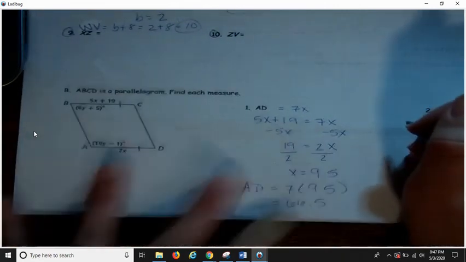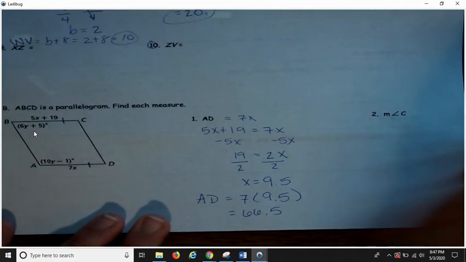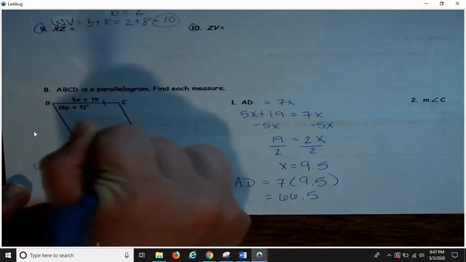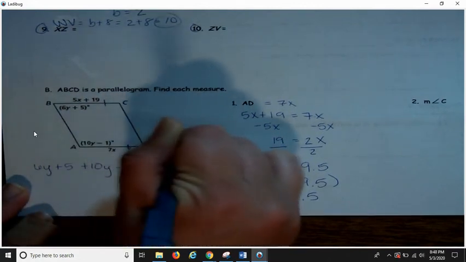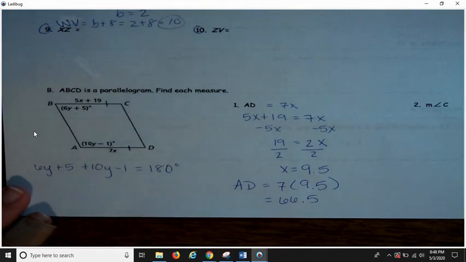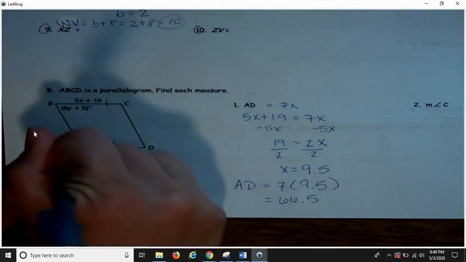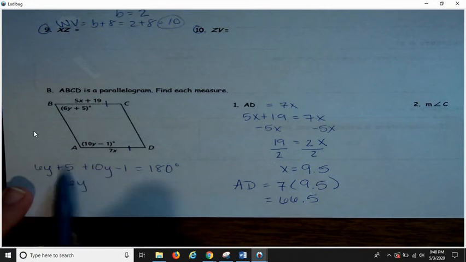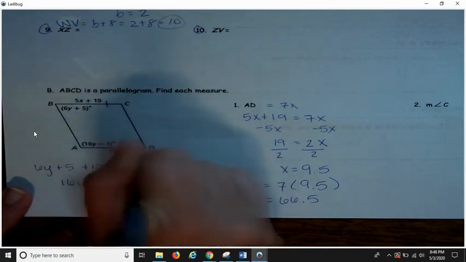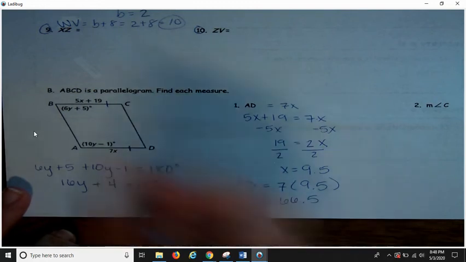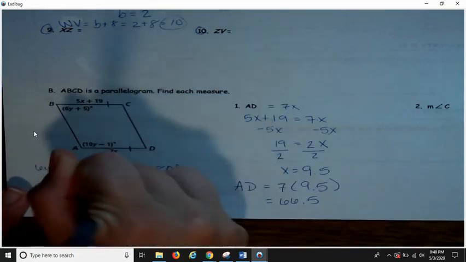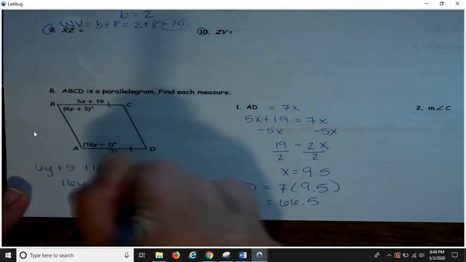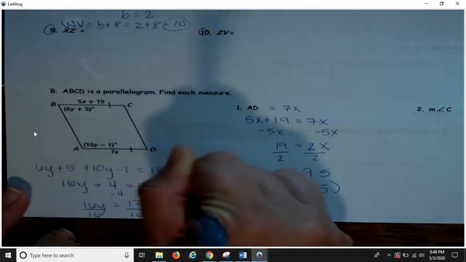So we can say, and I'm going to do this over here, 6y plus 5 plus 10y minus 1 should be equal to 180 degrees. Now we can combine like terms and solve for y. We should get 16y because 6y plus 10y is 16y. Then 5 minus 1 is 4. And I can subtract 4 from both sides to get 16y is equal to 176. Then divide by 16 on both sides to get that y is equal to 11.